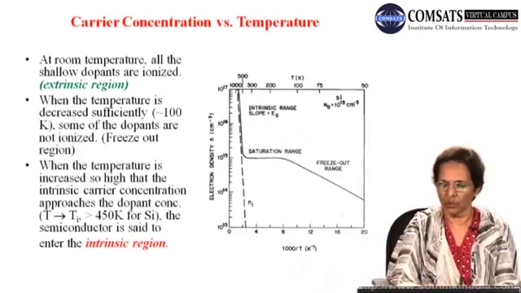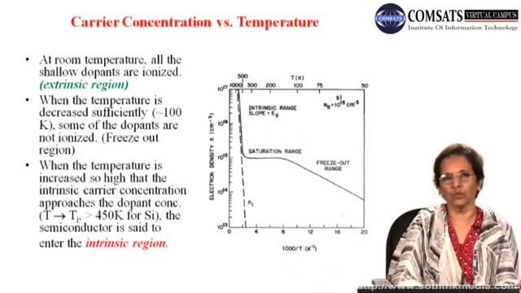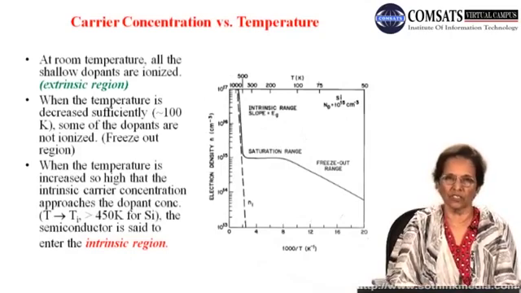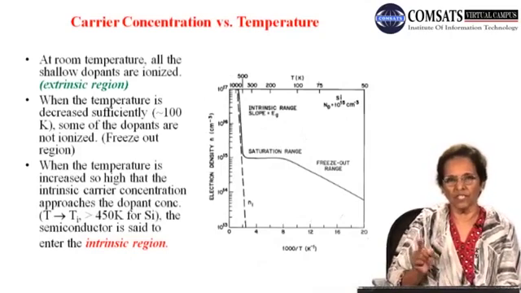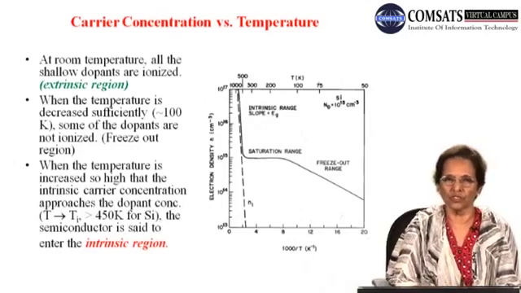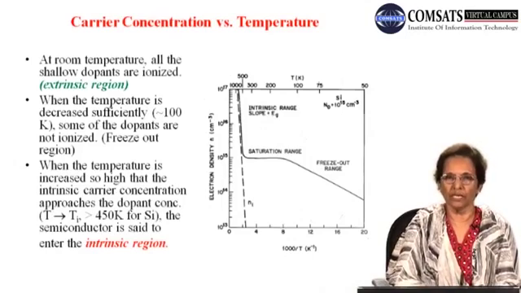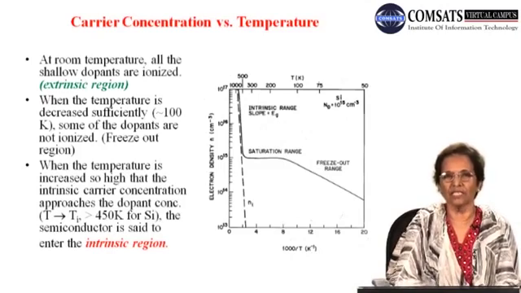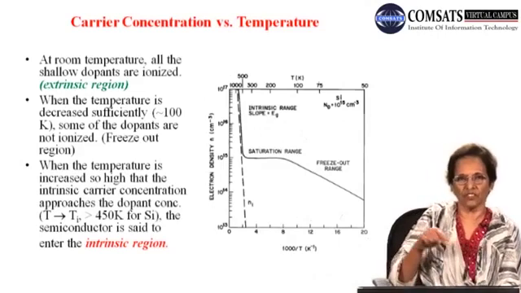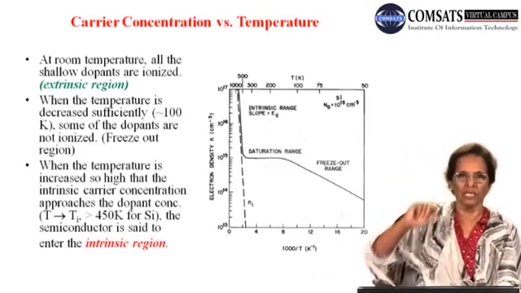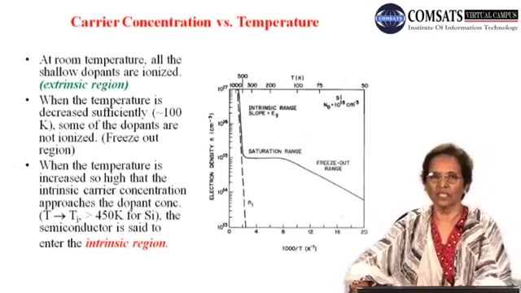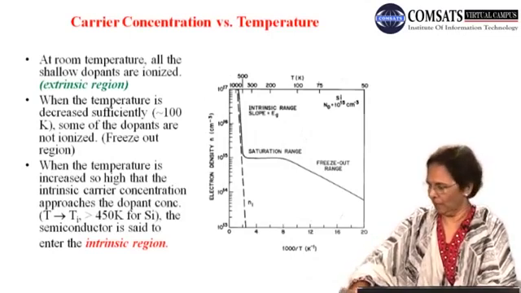So that is what I have tried to show in this transparency. The variation of electron concentration with temperature, and the significant feature is the intrinsic region at high temperatures, where the carrier concentration rises exponentially and the material starts to behave as if it is intrinsic again.